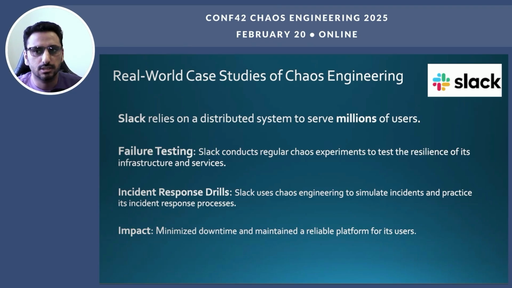By using chaos engineering to maintain and test their infrastructure, Slack was able to minimize downtime, and they maintained a really reliable platform for its users. I think their current reliability is like 99 point something.